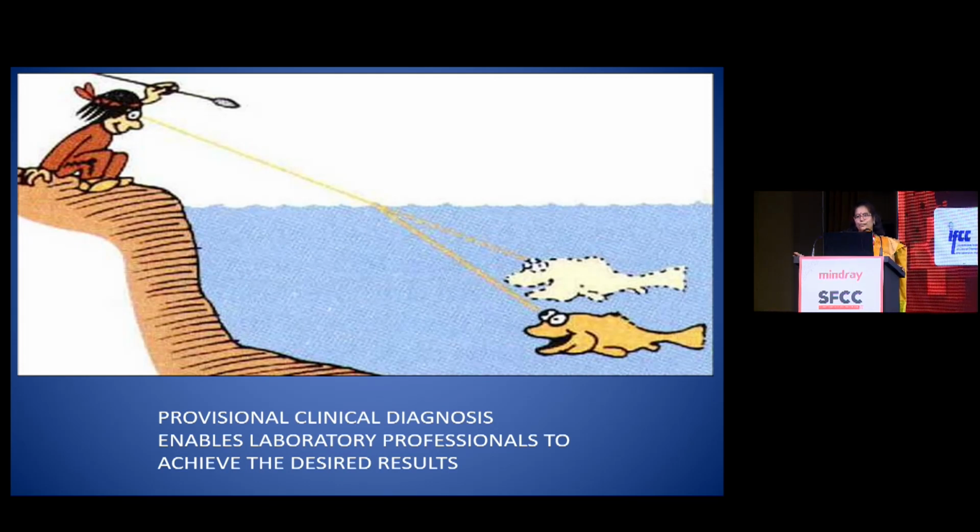So sometimes it falls on us, but I request the physicians and the clinicians also to take the history. Please don't think that the laboratory is giving a wrong result. We have our own ways to come to a result. For us, our IQC, our EQAS is our strength. But at the same time, we require a clinical history. And I think this slide conveys everything. Provisional clinical diagnosis enables laboratory professionals to achieve the desired results.